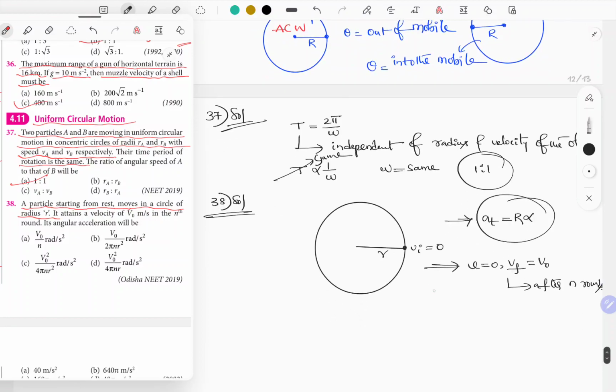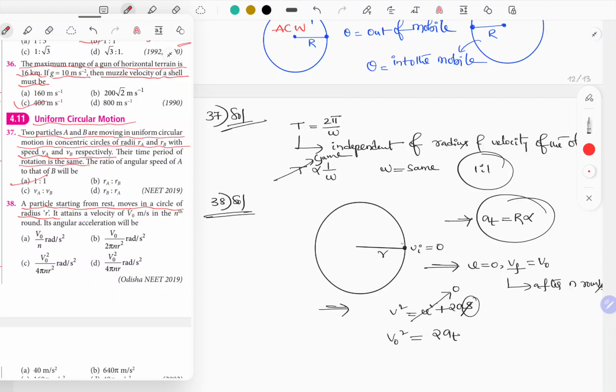Okay, let me find out the tangential acceleration by using the equation v square is equal to u square plus 2as. As there are n rounds, you have to multiply it with n also. Initial velocity is equal to 0. Final velocity is v0, so v0 square is equal to 2 into acceleration, which is what I have to find out, into displacement in n rounds. So for every one cycle, what is the distance covered by that object?